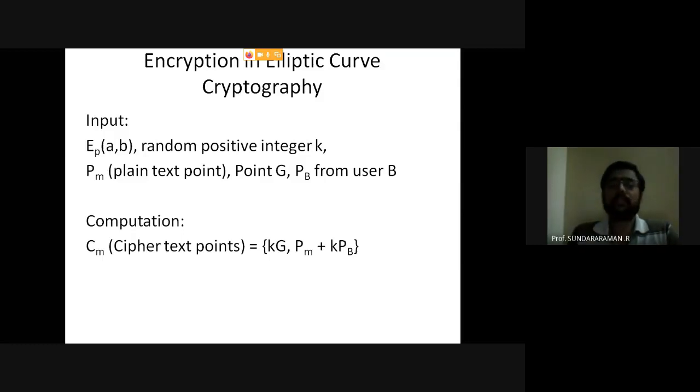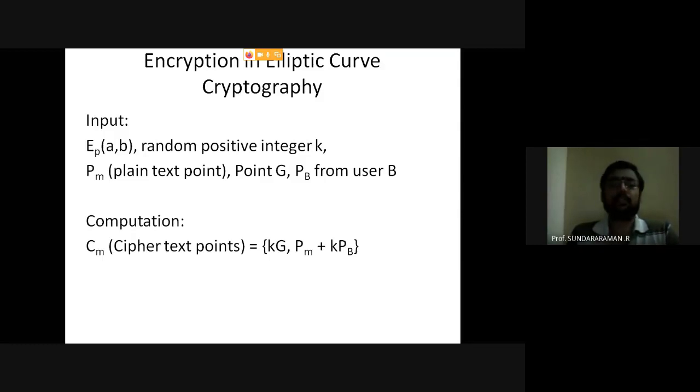The second thing is a random positive integer. This is a unique one in the encryption process. In fact, I would say this is similar to the integer nA chosen by the user. When the user wants to calculate his public key, for example, PA can be calculated by multiplying the scalar nA with G. G is the point, right? So similar to nA, here we use a term called the random positive integer k.